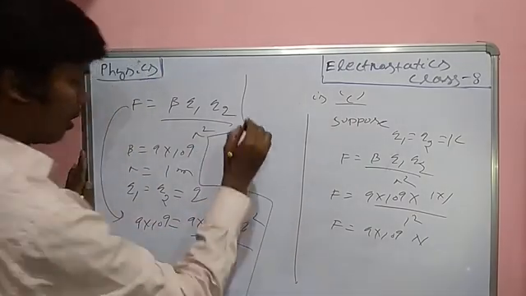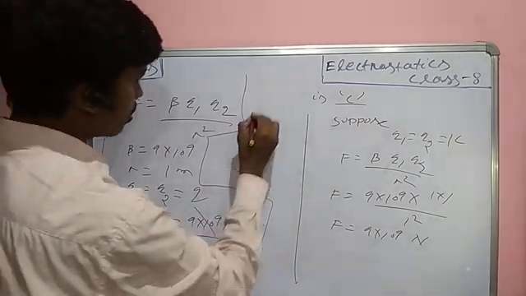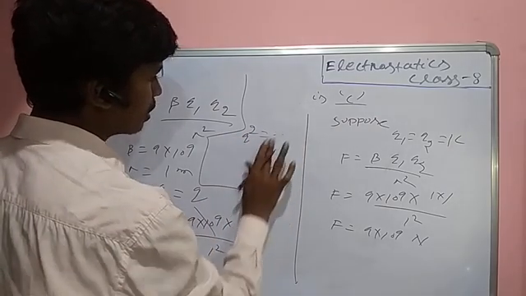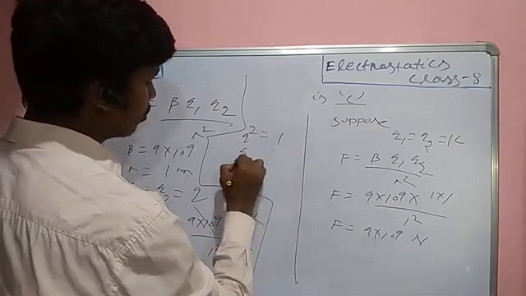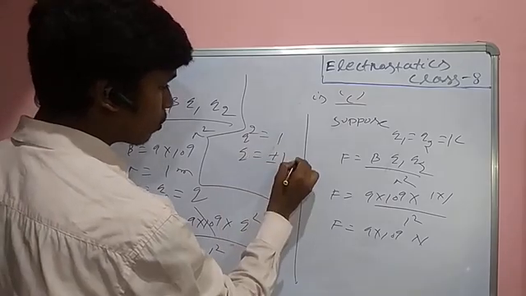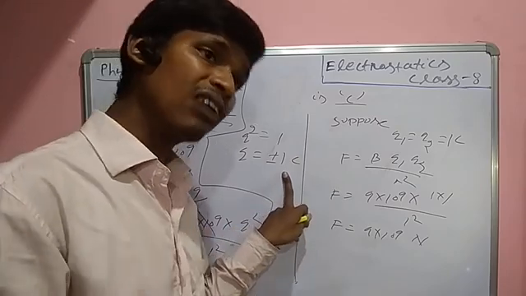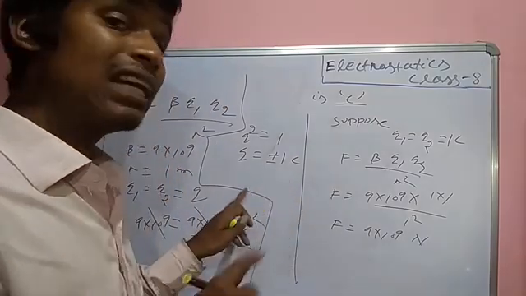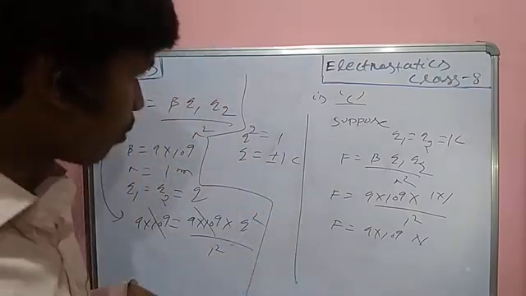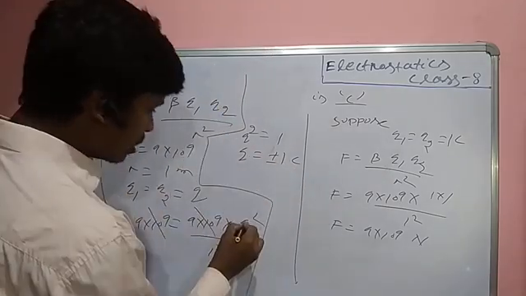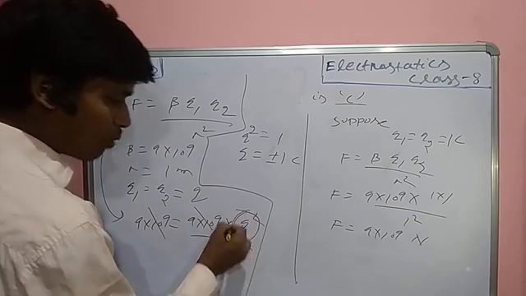So here 9 to 9 cancel each other. Then Q square is equal to plus or minus 1, Q is equal to plus or minus 1 coulomb. That means we have to find 1 coulomb. What magnitude is required? Magnitude is required whenever Q is 1 coulomb.